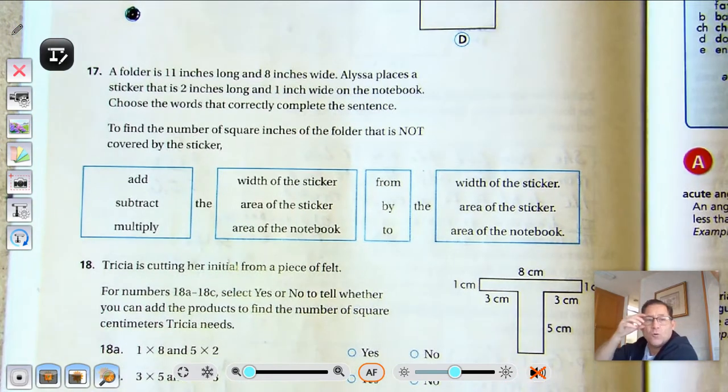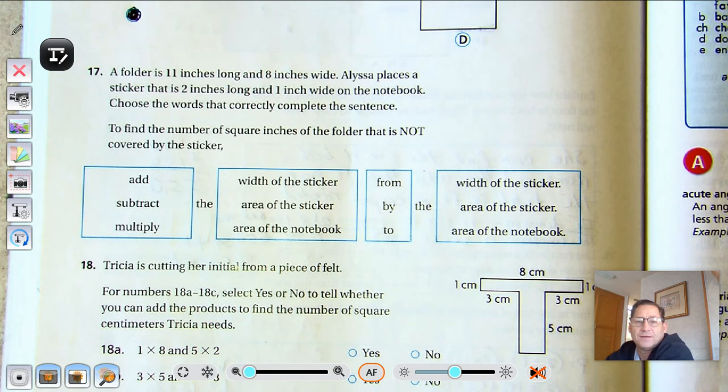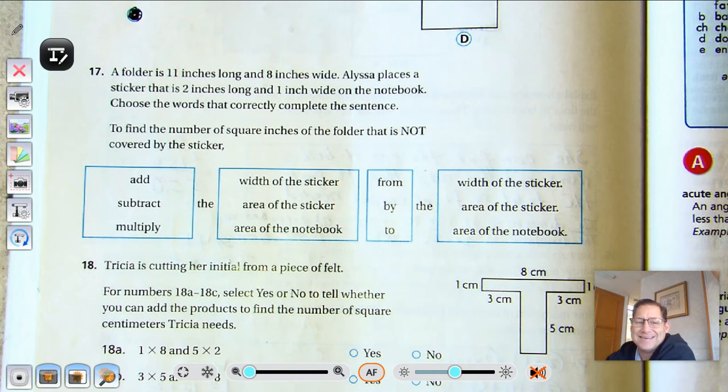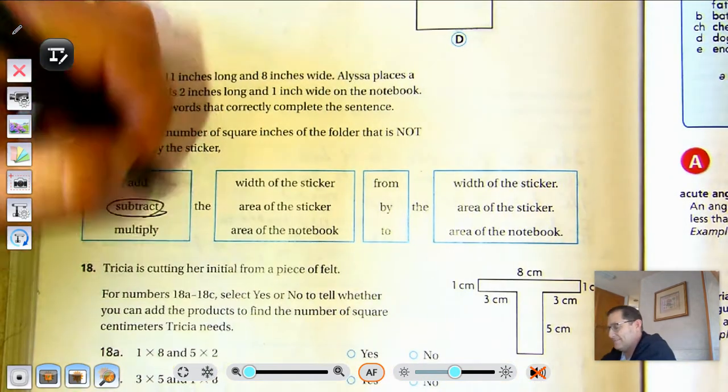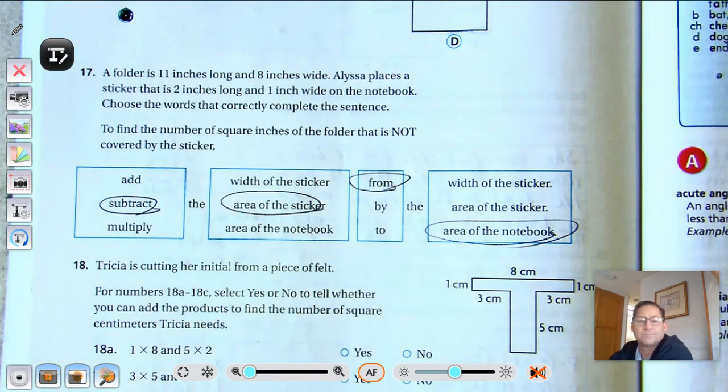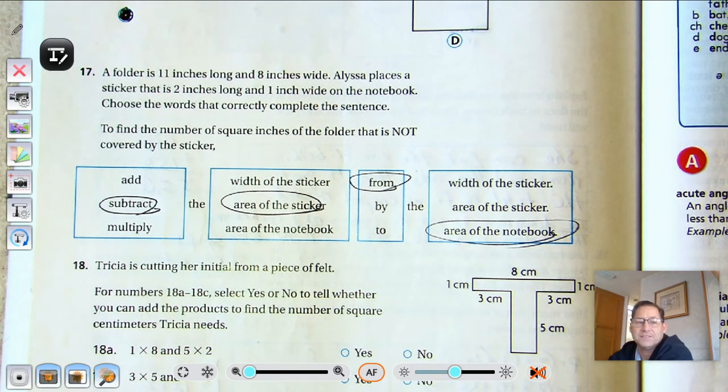And 17. A folder is 11 inches long and 8 inches wide. Alyssa places a sticker that is 2 inches long and 1 inch wide on the notebook. Choose the words that correctly complete the sentence. Okay, and so now the part that we need to know is the number of square inches of the folder that is not covered by the sticker. Well, that means we have to subtract the sticker from the total area. So we need to subtract the area of the sticker from the area of the notebook. And that would tell me how much is not covered by the sticker.